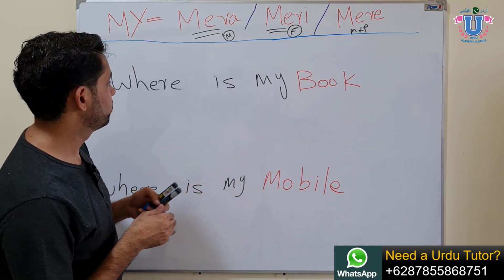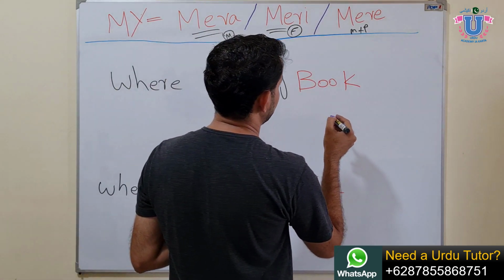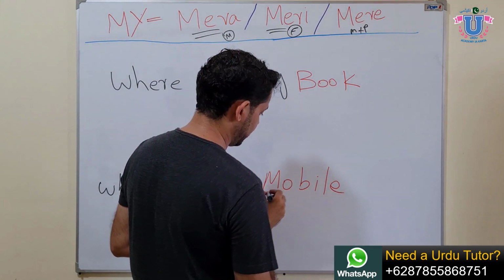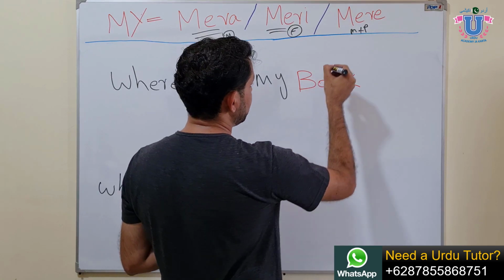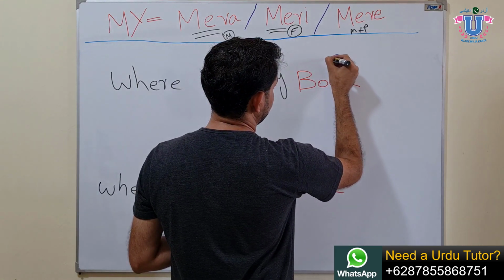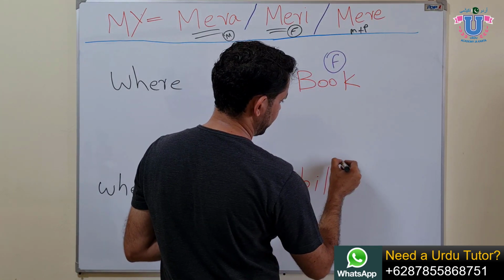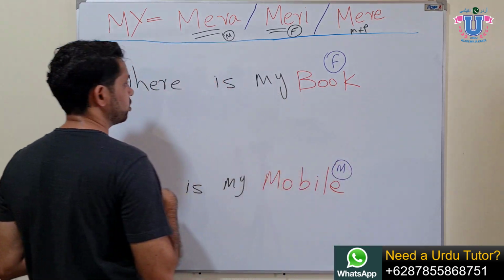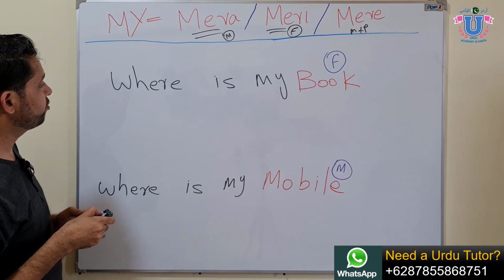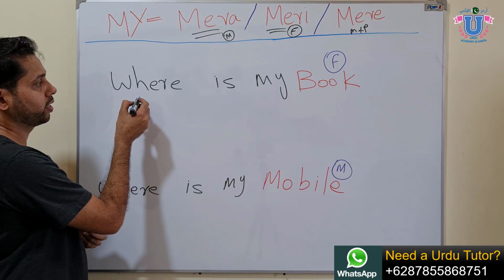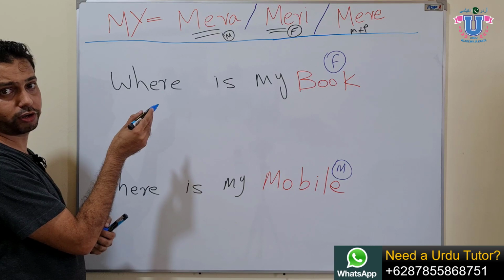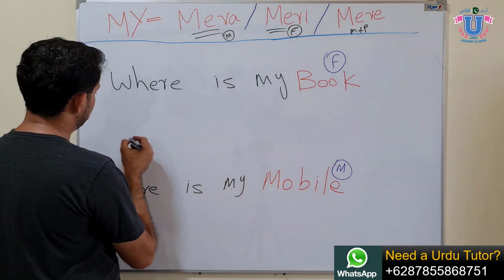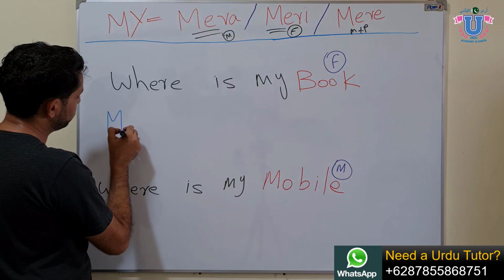Okay, for right now, let's see where is my book. So when this kind of thing comes, you need to know the gender of the book and the gender of the mobile or phone. So the book is feminine and the mobile is masculine. Okay, good. Now how do you say where is my book? If you want to learn about where, I think you can see lesson 5, but here we will not talk about it anymore. Okay, where is my book? You will say meri book.